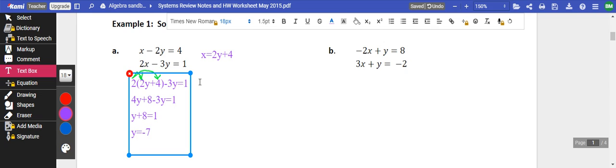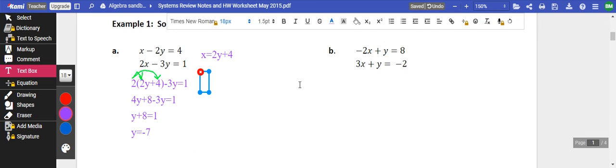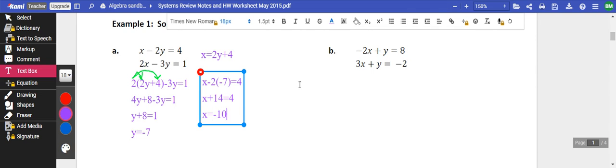Finally, we're going to take this and plug it back into that original problem to find x. So we're going to get x minus 2 times -7 equals 4. So I get x minus, negative and a negative makes positive, plus 14 equals 4. Subtract 14 from both sides, and x equals -10.